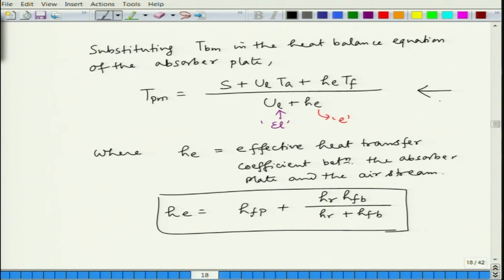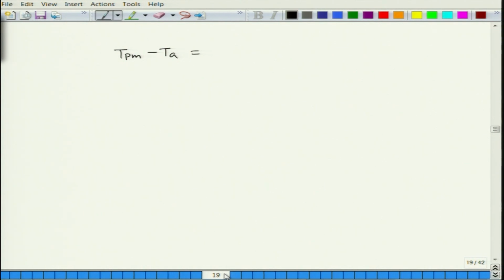Now, what you can write for TPM minus TA, TPM expression we have already written here, right. This is the expression for TPM. Now, if you subtract TA, TPM minus TA is (S plus HE (TF minus TA)) divided by (UL plus HE). Okay. So, you can do the algebra and you can find this. This is simply we have just subtracted the ambient temperature.